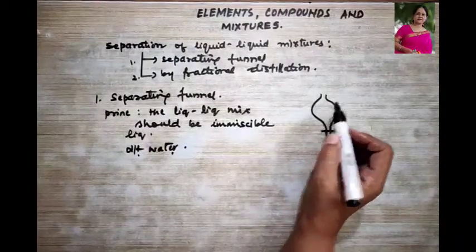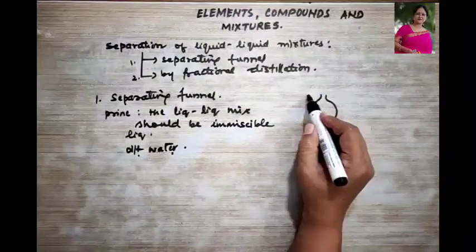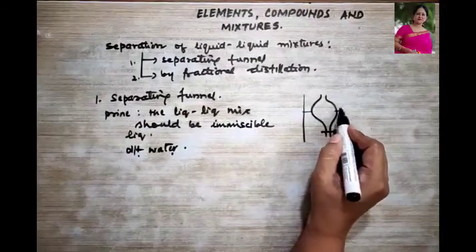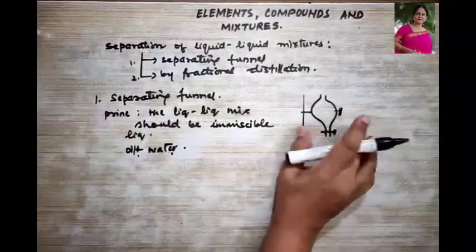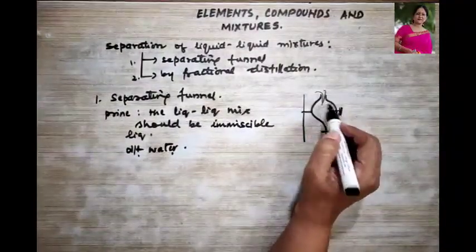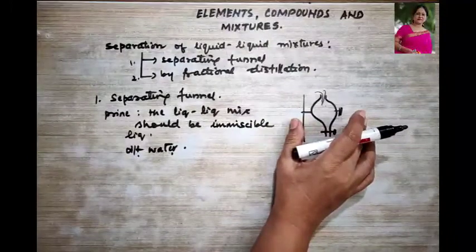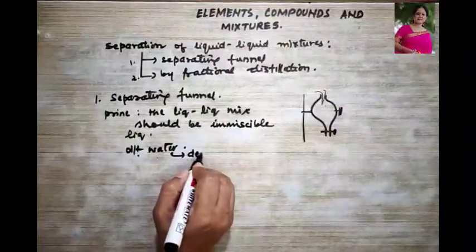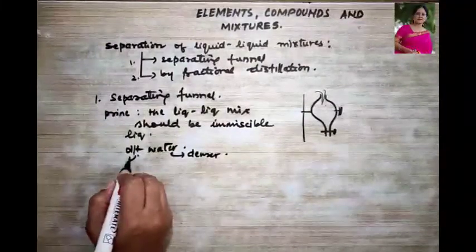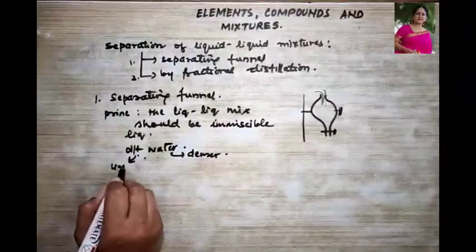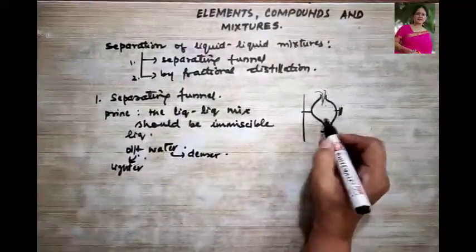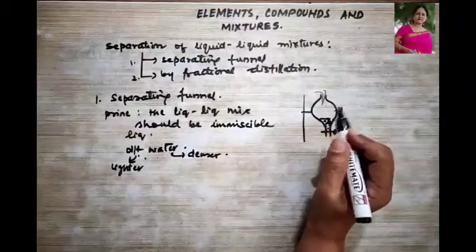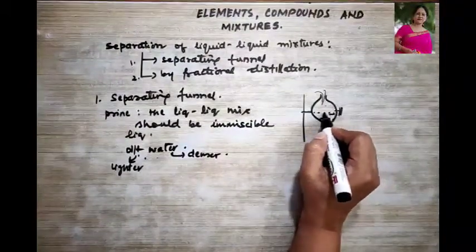So what are we going to do? We take this liquid and we place it in the separating funnel like this, right? So what are we going to obtain? Here water is denser and oil is lighter. Okay. So we will see that water settles at the bottom and the oil forms a layer on top.